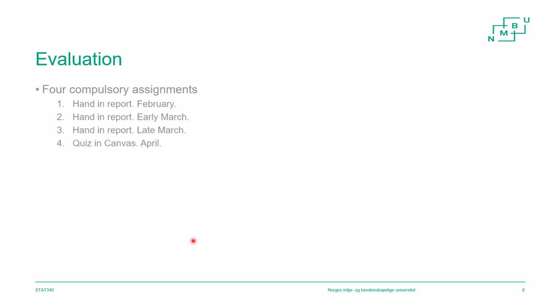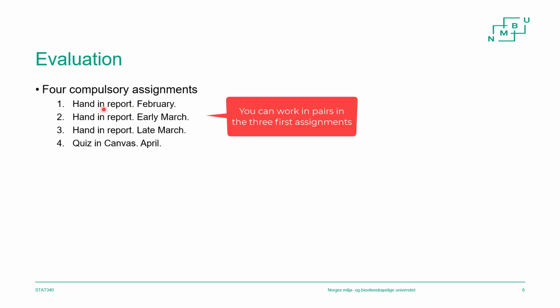The evaluation here, well, there are first of all 4 compulsory assignments during the spring. And this year I have changed it a little bit, so it is like this. The first 3 assignments are actually just like the weekly exercises, but you have to hand in a small report. We will come back to how to do that practically.